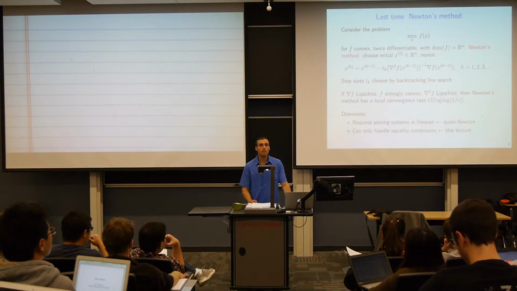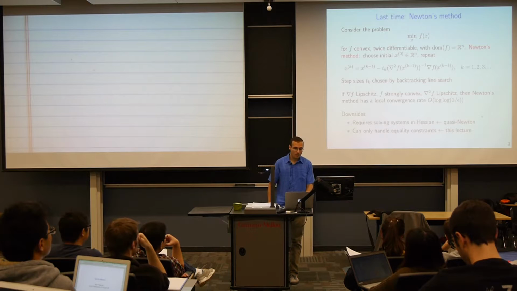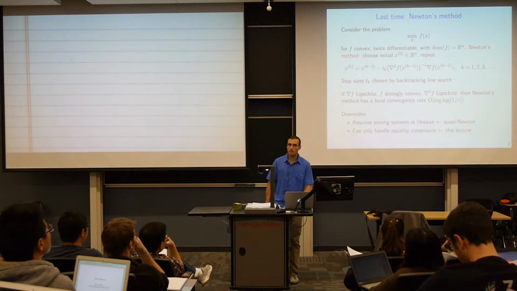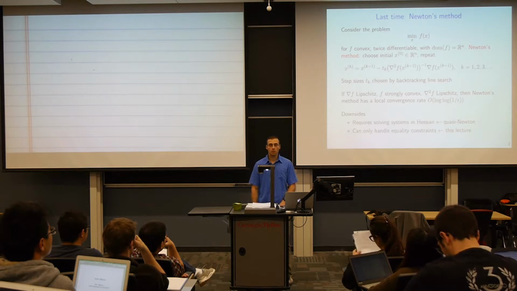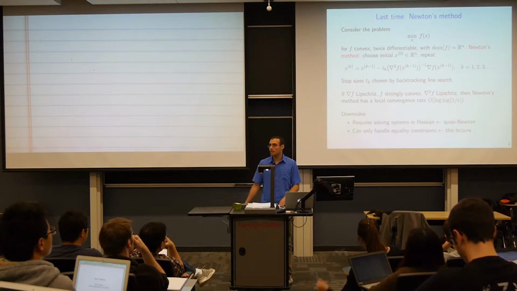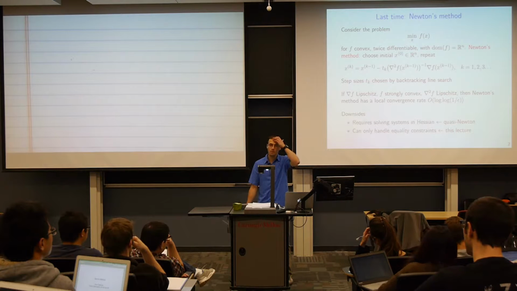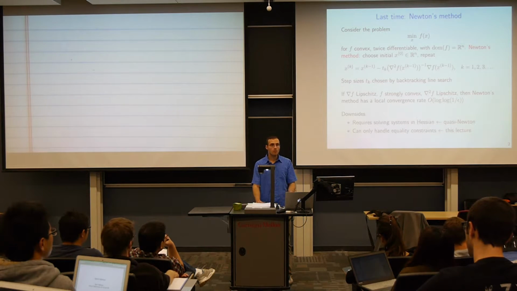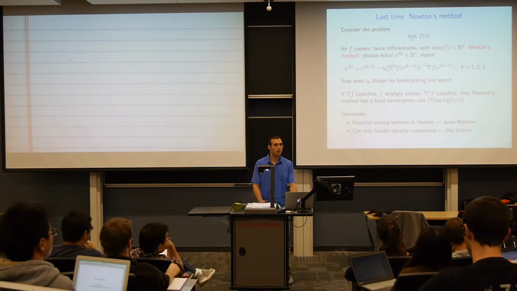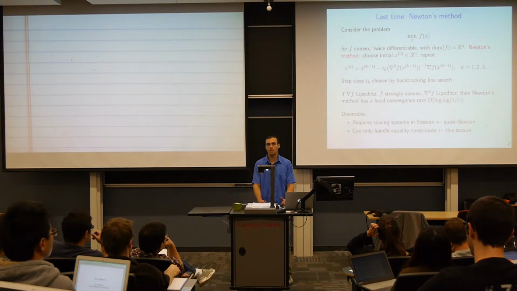OK, so what are the downsides of Newton's method? Well, a big downside is that each iteration is very expensive compared to gradient descent methods, because it requires solving a linear system in the Hessian. If the Hessian is dense, that's very expensive. That's on the order of n cubed if you have n variables. Whereas a gradient descent update would cost on the order of n operations. So one way to fix that is to use what's called quasi-Newton methods, which are less expensive and only approximate the Hessian and solve approximate linear systems in the Hessian.